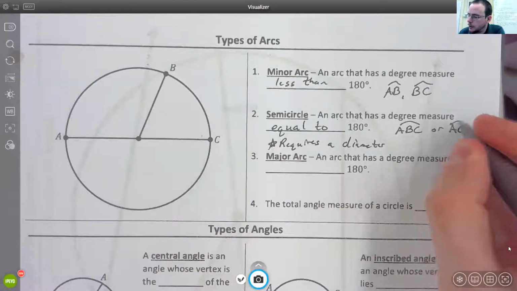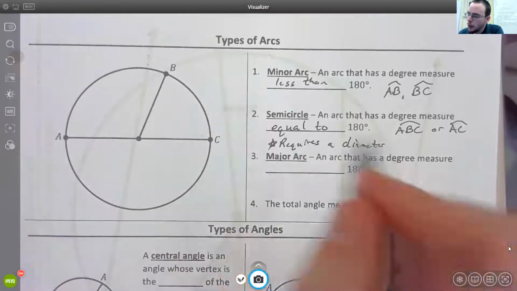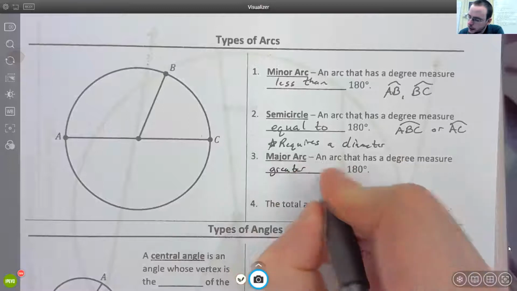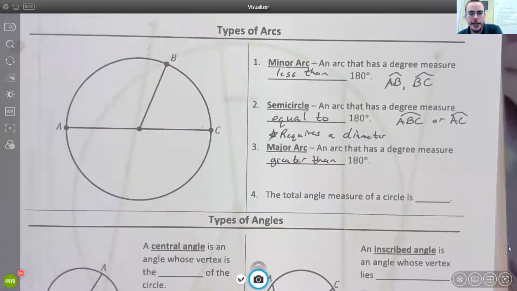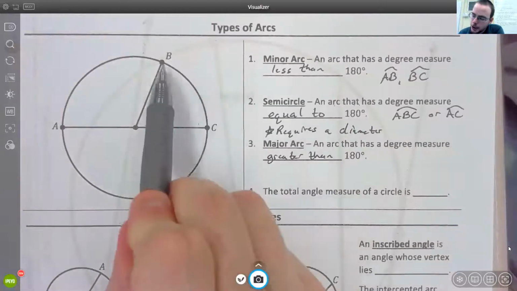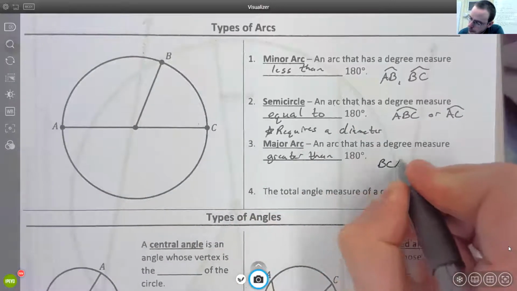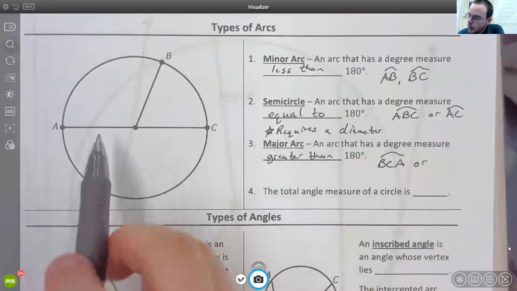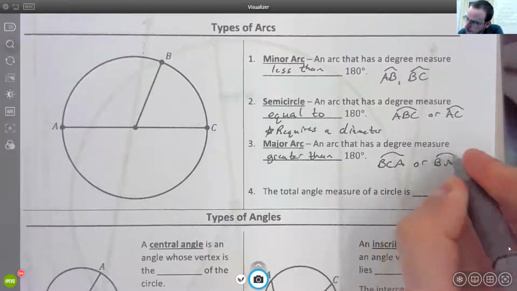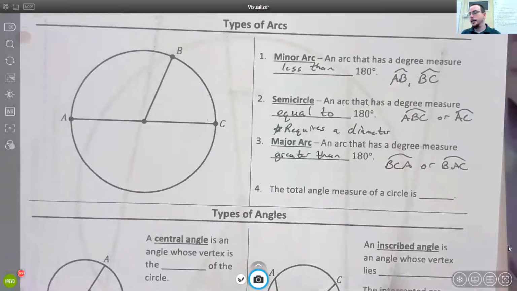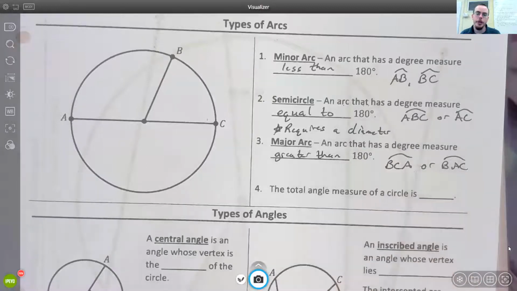They're both semicircles. And then your major arc is an arc that has a degree measure greater than 180 degrees. So if it's got a measure greater than 180 degrees, it would be major. And that would be something like arc BCA, or arc BAC. Okay. So you'll notice that the major arcs typically use 3 letters, the minor arcs typically use 2, and a semicircle can be either.